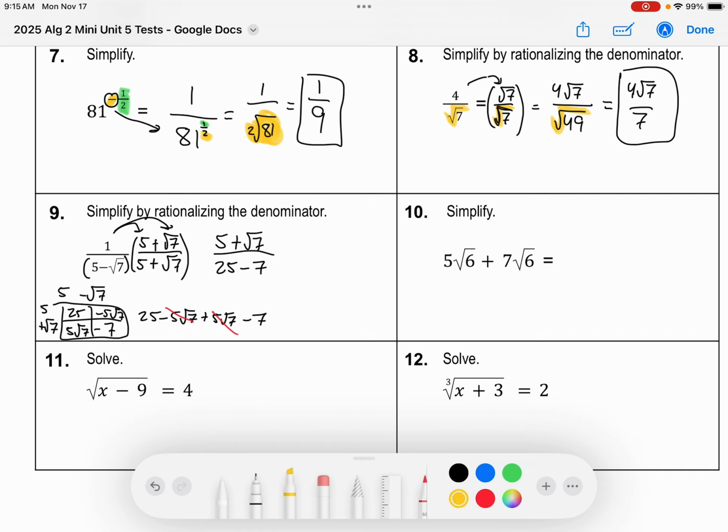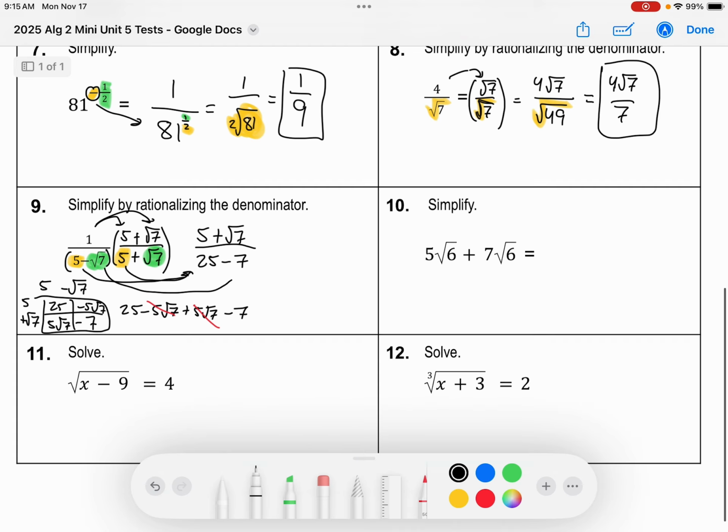Now, the easier way to think about that is simply, we know that the middle terms are going to cancel out. And so we take 5 times 5, and that gives us 25. And then we take the negative square root of 7 times the positive square root of 7, and that will give me negative 7. Right. So that's kind of a shortcut to get there if you don't want to do all the steps.